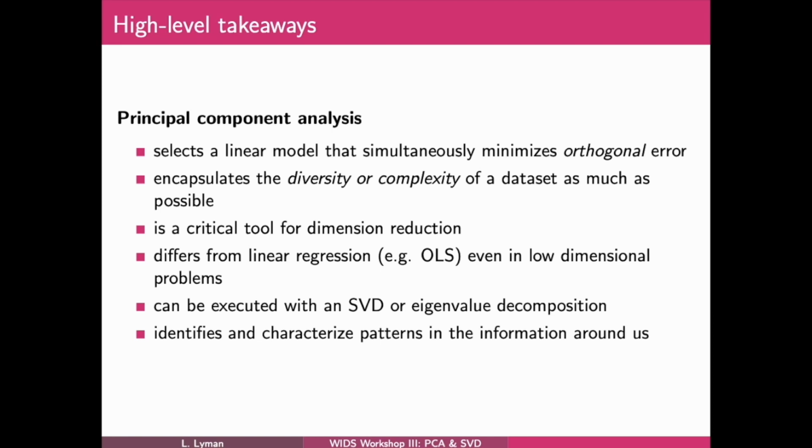The high-level takeaways are this. Principal component analysis selects a linear model that simultaneously minimizes orthogonal error while encapsulating the diversity or complexity of a dataset as much as possible. It is a critical tool for dimension reduction, and it differs from linear regression, that is, ordinary least squares, mostly even in low-dimensional problems. PCA can be executed with an SVD or eigenvalue decomposition. There is choice. And finally, it helps identify and characterize patterns in all of the information around us.